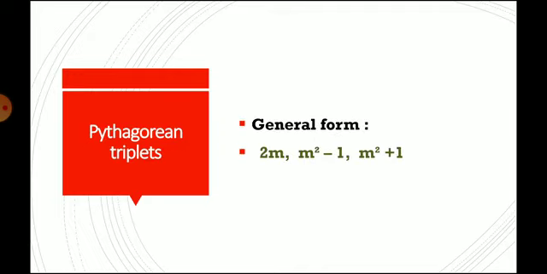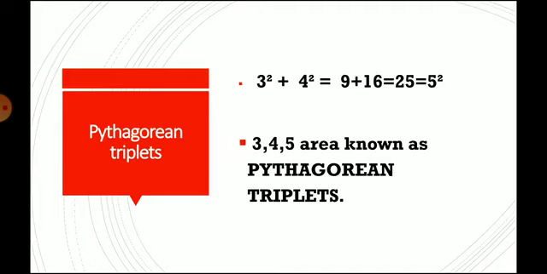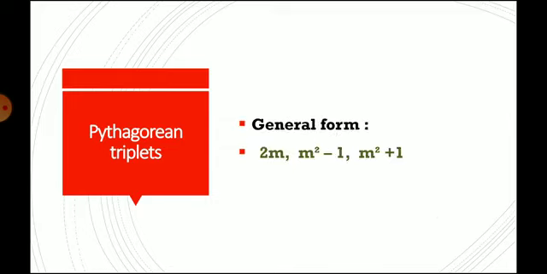If you can find another example of Pythagorean triplets, you can do it. You should find at least one. You can find any one Pythagorean triplet. Then this is called the general form of Pythagorean triplets: 2m, m square minus 1, then m square plus 1.